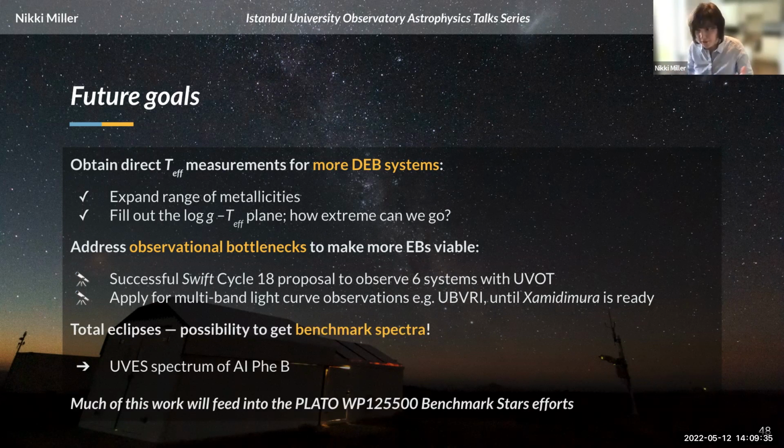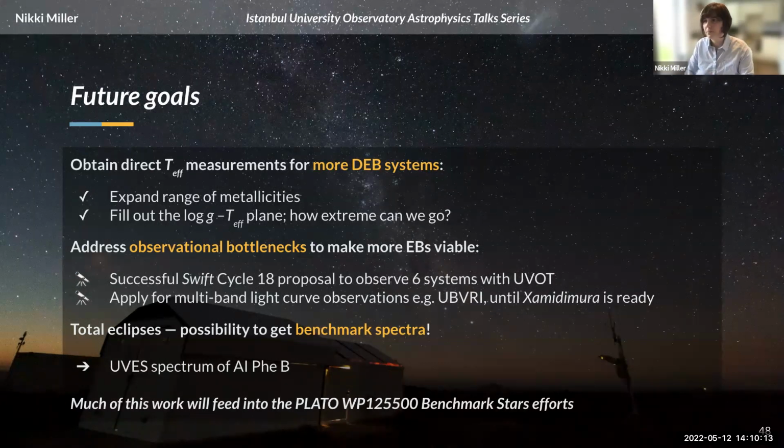And as I said way back at the beginning, these total eclipses are actually very powerful, because when you're just looking at one star, if the total eclipse duration is long enough, you can actually take a spectrum during the total eclipse of just one of the components, and you can get a beautiful benchmark spectrum of one of the components of the star. So we did this for AIP. We have a UVES spectrum that's currently being worked on of just one component of AIP. And as you saw, the radii, the temperatures, the masses for that system are exceptional. So this will be a really, really stringent test for a spectroscopic analysis.